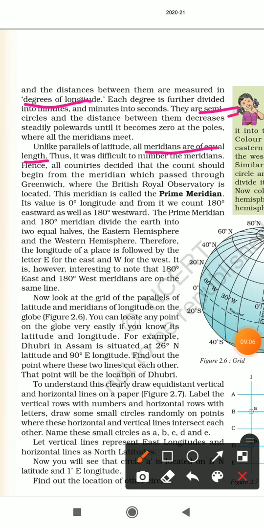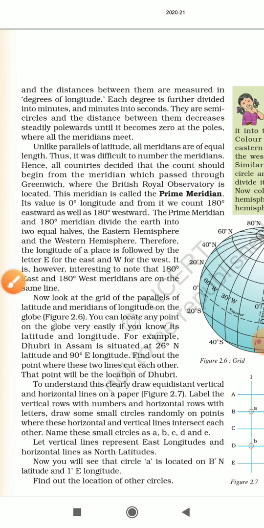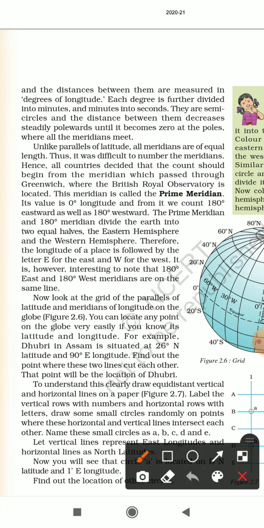The 0-degree longitude is called the prime meridian. It passes through Greenwich in Britain. From the prime meridian we count 180 degrees eastward and 180 degrees westward. Basically, it divides the earth into two equal halves, that is the eastern and the western hemisphere.